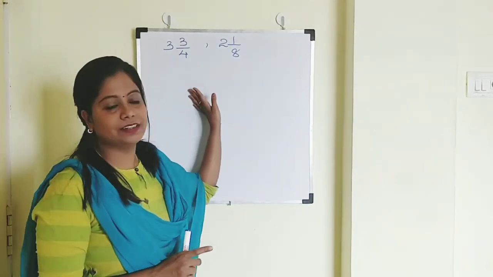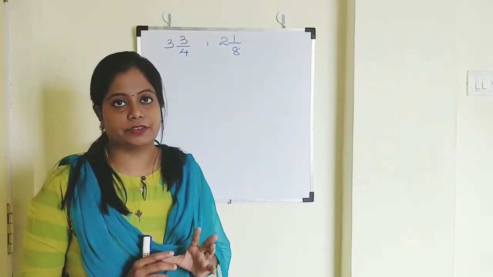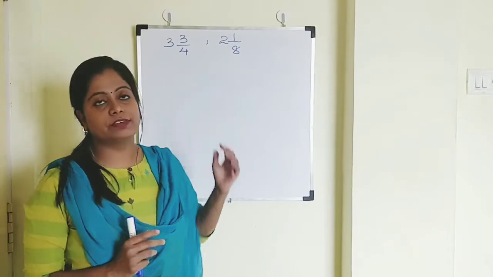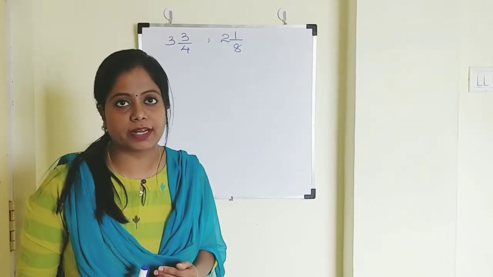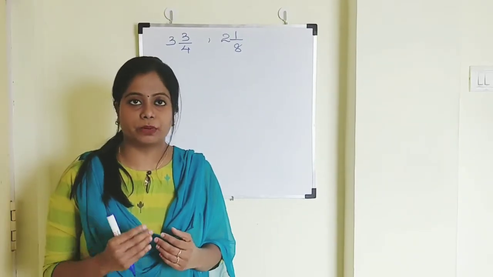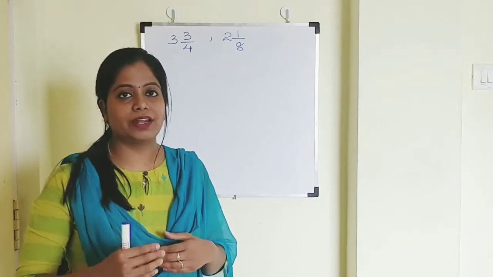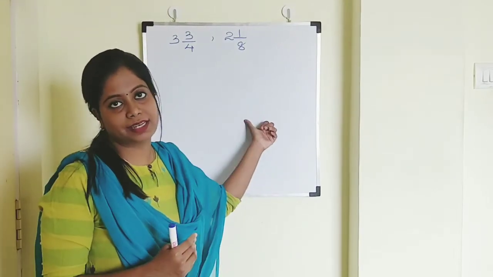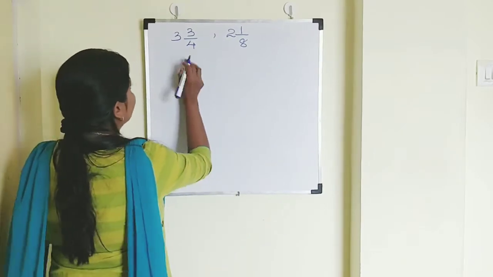But here if you see, the fractions are in the form of mixed fractions, right? So what I am going to do is first convert them into improper fractions. Once I convert them into improper fractions, I am going to add them. So there is one more step involved in this kind of fraction. So let's see how I am going to convert.